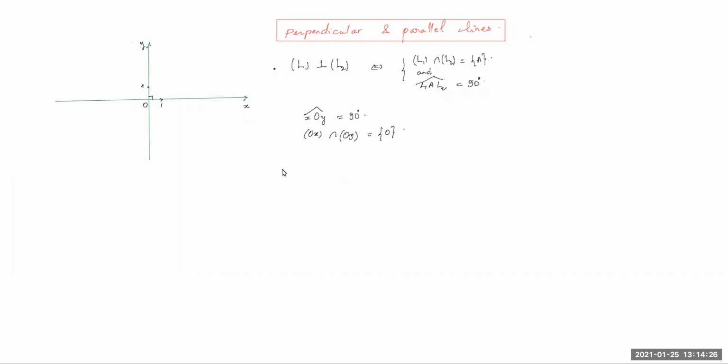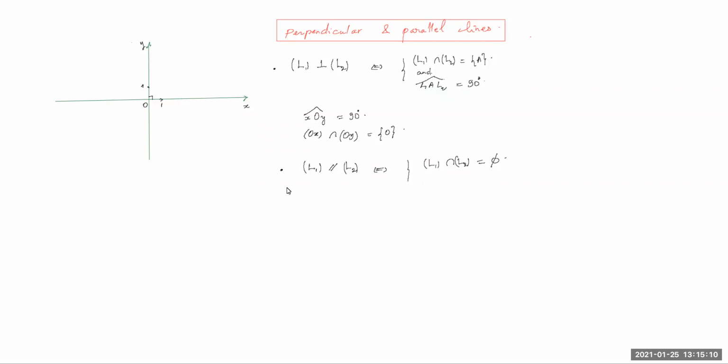Another important property of lines is parallelism. Two lines, L1 is parallel to L2 if their intersection is empty. So strictly parallel. Parallel means also distinct. So we want an intersection that is empty, and that's all. It's enough to have this condition in the plane, this characterization.